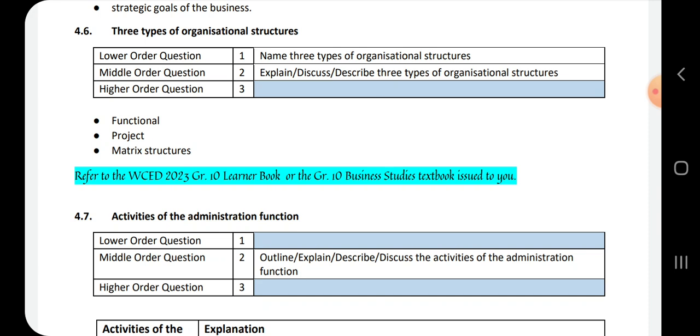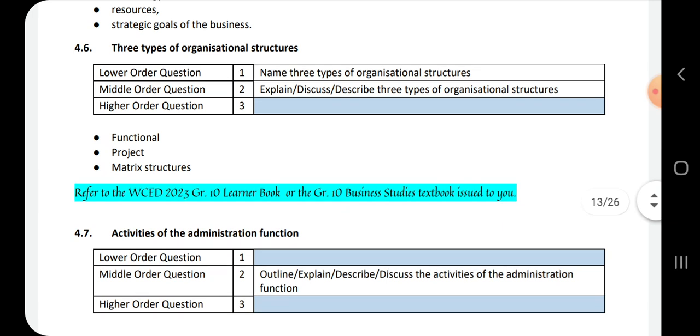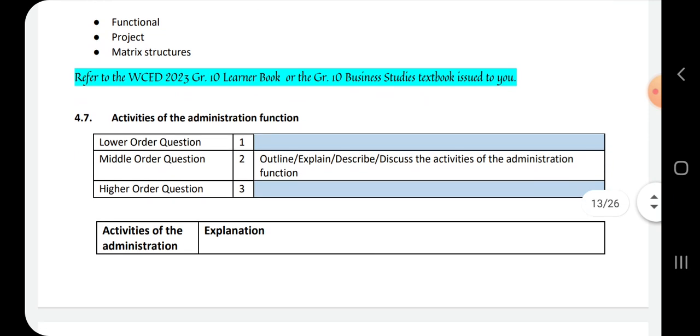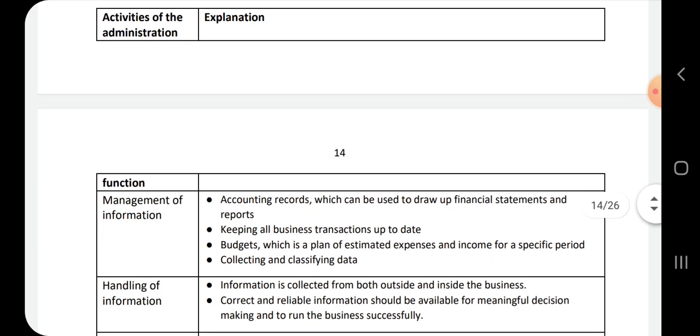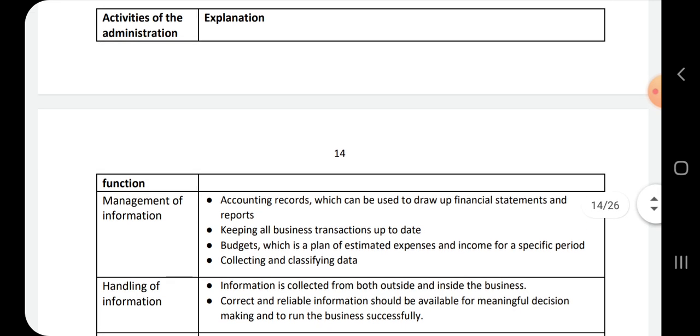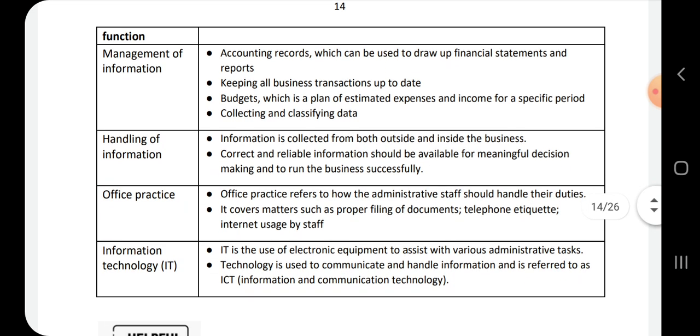So, 3 types of organizational structure. We have a functional structure, project structure, and matrix structure. Remember, keep that in mind. Then there are activities of the administration function. What are the activities of the administration function? Remember, the administration function is the function that keeps all information of the business. These are the activities: management of information, handling of information, office practice, and information technology.